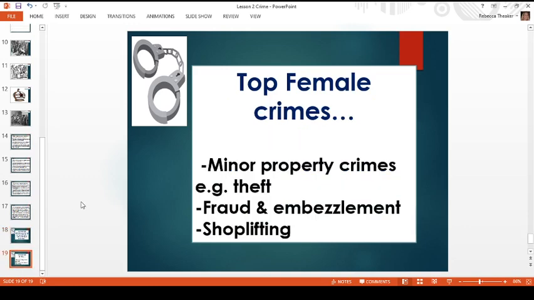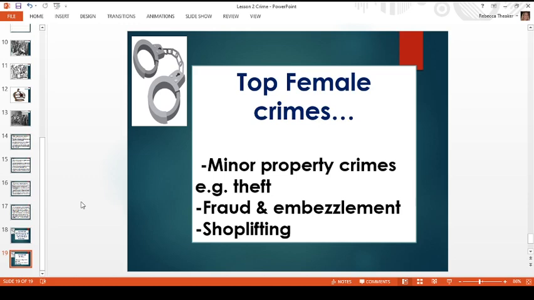Well, here they are. Number 1 top crime was minor property crimes, e.g. theft. 2 was fraud and embezzlement. Fraud is where you cheat money either out of the system or out of a person, so it's another type of theft. And shoplifting was number 3.